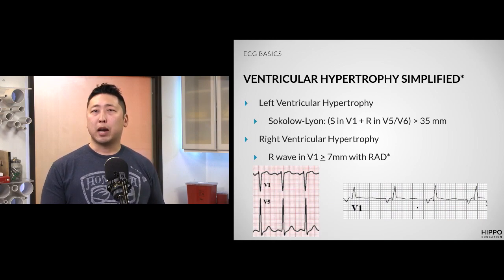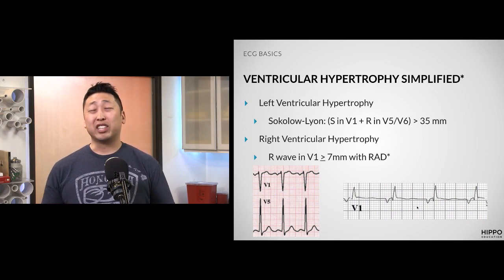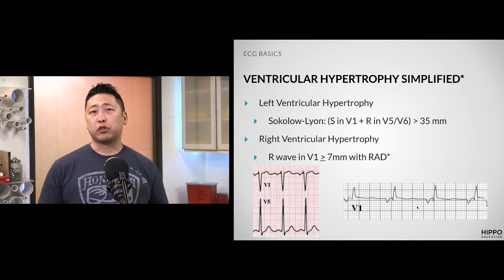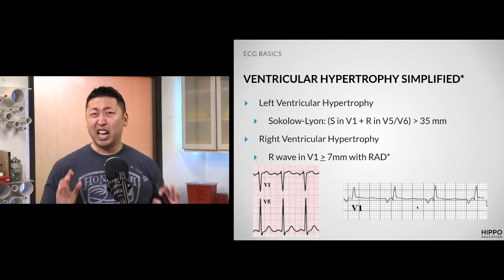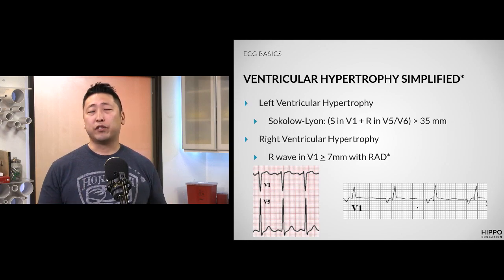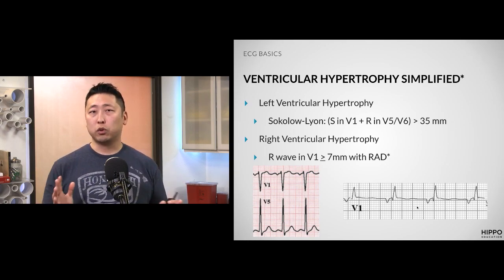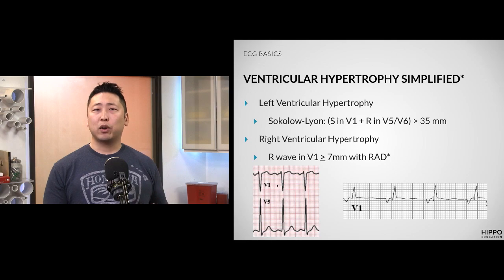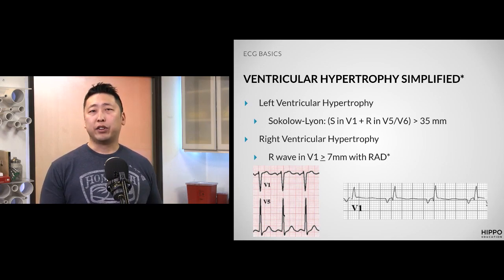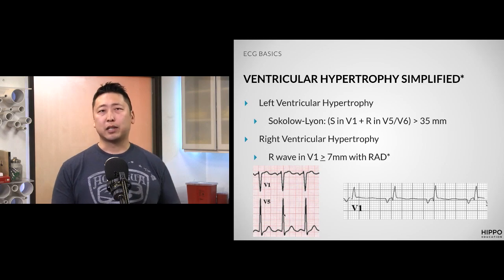When you talk about ventricular hypertrophy, generally it's easier to identify left ventricular hypertrophy. But there are a lot of different criteria you have to fulfill in order to say that this is LVH or RVH. This is super simplified general rules of thumb. Sokolow-Lyons criteria is the most commonly used one, and that is where you take the amplitude of the S wave in V1 and you add it to the amplitude of the R wave in V5 or V6. If that's greater than 35 millimeters with left axis deviation, you probably have left ventricular hypertrophy. A tight QRS has to be there too.